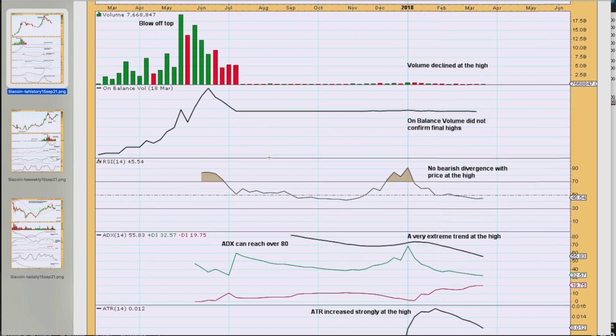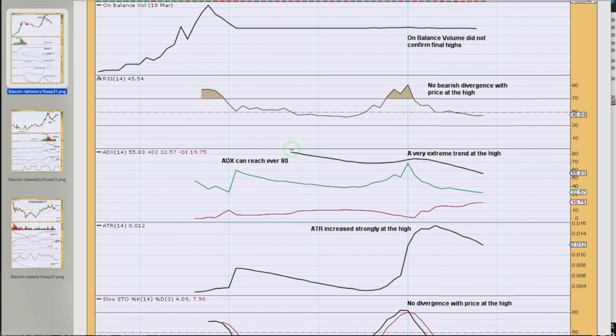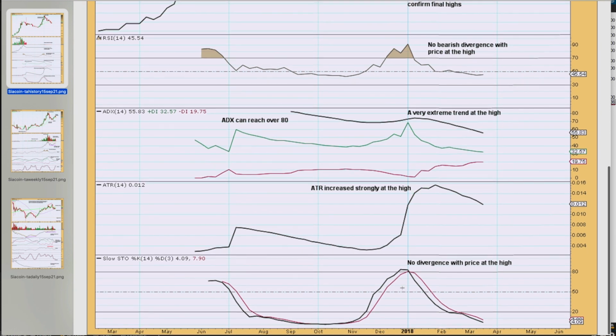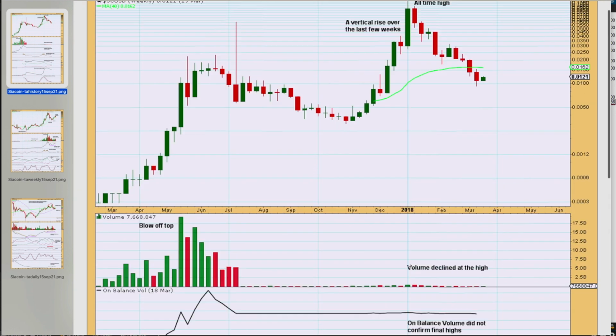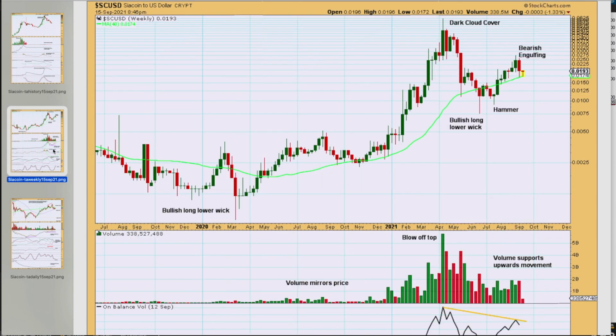And it did. No bearish divergence between price and RSI, and on balance volume also did not confirm the final highs. ADX can reach very extreme levels, over 80, and well above both DX lines, and again at the high a very extreme trend. ATR increasing strongly with these bullish movements, no divergence with price and stochastics at the high. So it can sustain very extreme conditions with RSI and ADX. What's the current situation on the weekly chart?